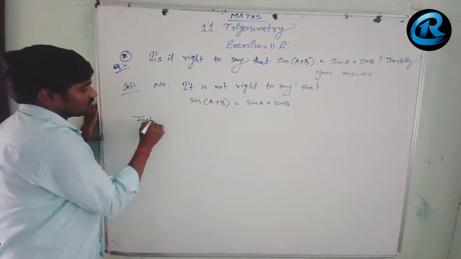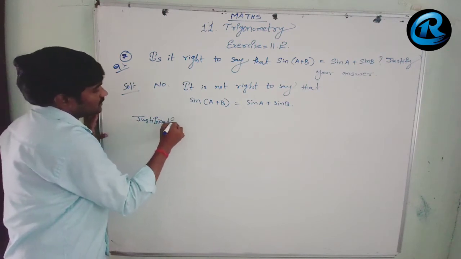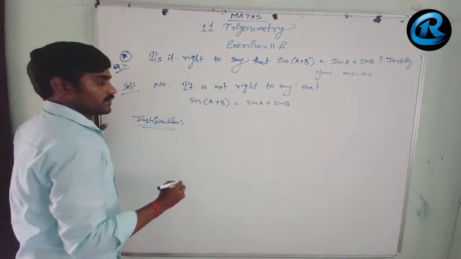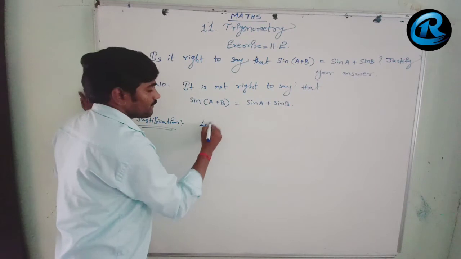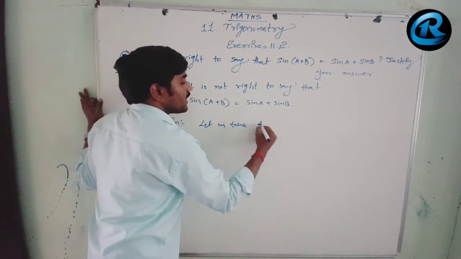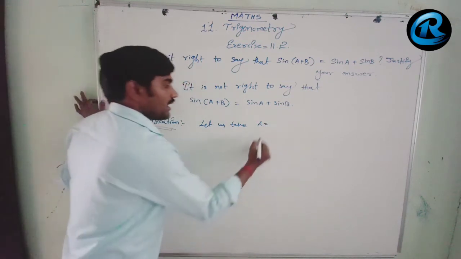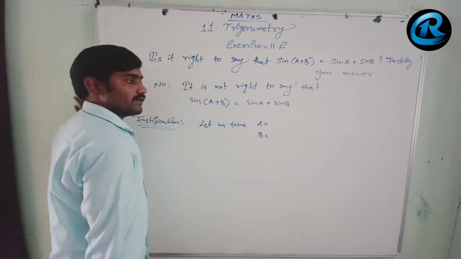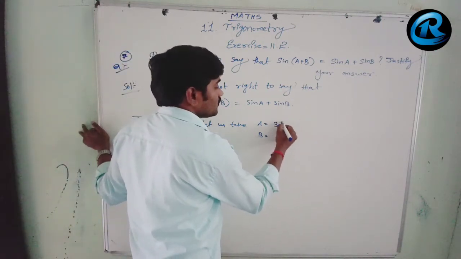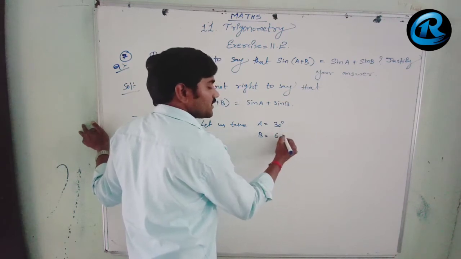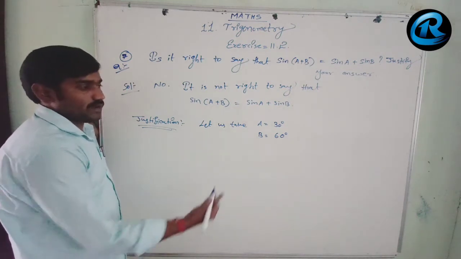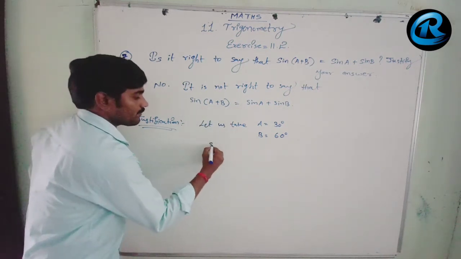Let us write the justification of your answer. Let us take A equal to any angle, and B equal to any other angle, as you wish. Suppose A equal to 30 degrees and B equal to 60 degrees, and the sum of those angles is equal to 90 degrees. Let us substitute in this now.